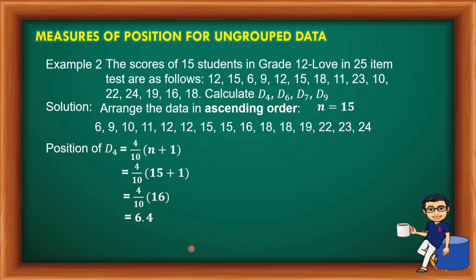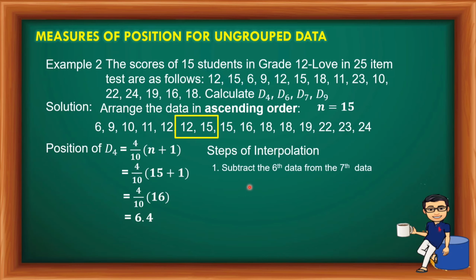So as I have mentioned, hindi siya exact unlike kanina sa example. So gagamitan natin ng linear interpolation. Ang 6 and 4 tenths ay in between 6 and 7 data. So bilangin natin 1, 2, 3, 4, 5, 6 and 7 data. So ito yung 6 data, ito yung pang 7 data kasi nga 6.4 in between. Therefore, we need to subtract the 6 from the 7 data. Ibig sabihin 15 minus 12. So 15 minus 12, that will be 3.